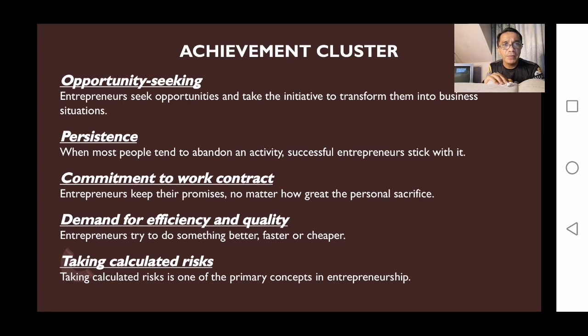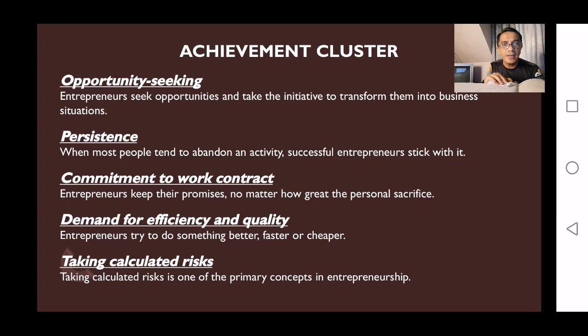Next, demand for efficiency and quality. Entrepreneurs try to do something better, faster, or cheaper. Okay? And yan yung binabanggit natin last time na pag tayo naging entrepreneurs, we always seek to have something better, something innovative in our product. Kaya nga, demand for efficiency and quality. Kaya dapat laging merong kakaiba dun sa ating negosyo. That's part of the achievement cluster.